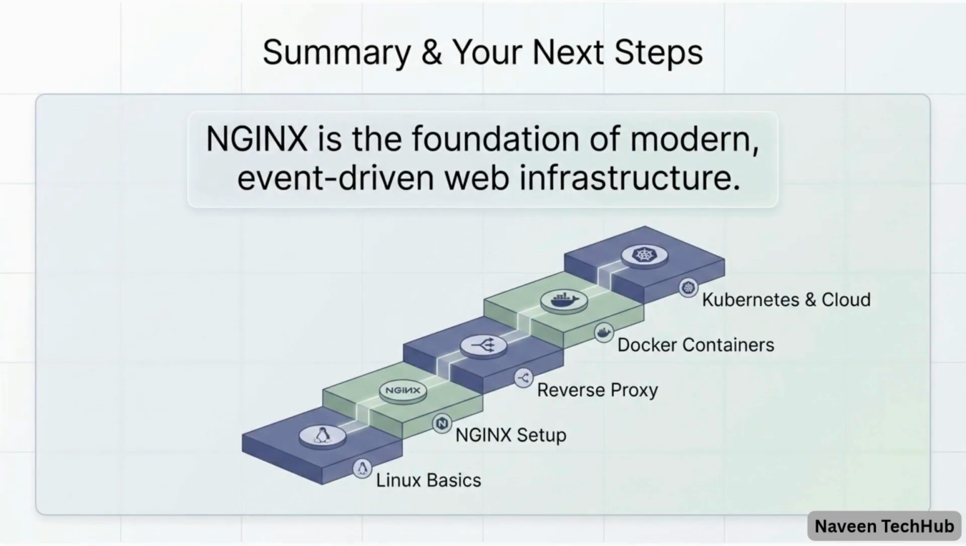Let's summarize everything. We started with Linux and basic web server concepts. Then we compared Apache and NGINX architecture. From there, we moved into NGINX configuration, reverse proxy, load balancing, SSL termination, Docker, and finally, Kubernetes. The main idea I want you to remember is this: NGINX is not simply a tool for serving HTML files. It is an important building block in modern event-driven web infrastructure.